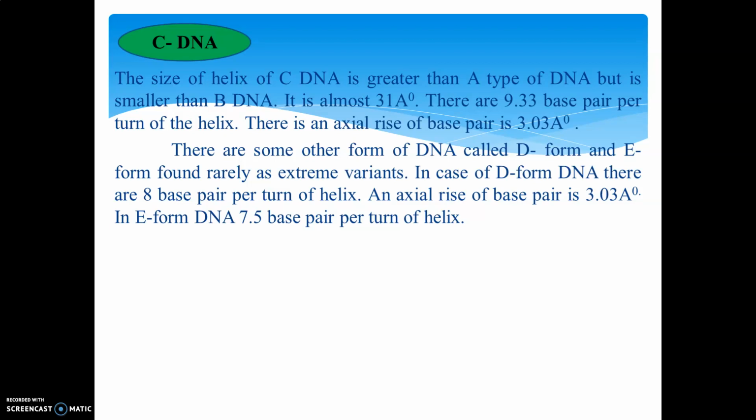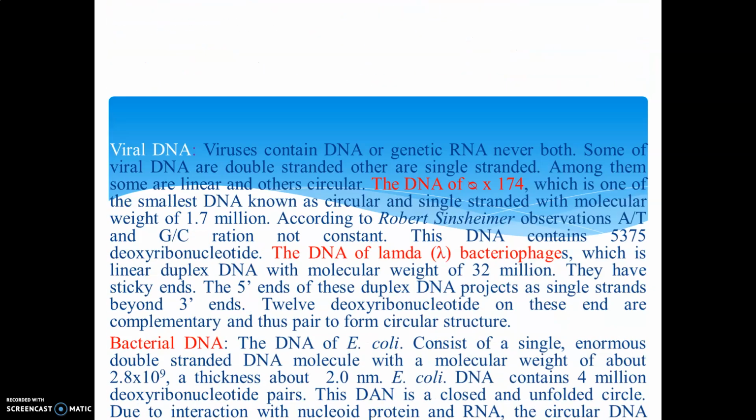There are some other forms of DNA called D-form DNA and E-form DNA, found rarely as extreme variants. In D-form DNA, there are 8 base pairs per turn of the helix. The axial rise per base pair is 3.03 angstrom. In E-form DNA, there are 7.5 base pairs per turn of the helix.